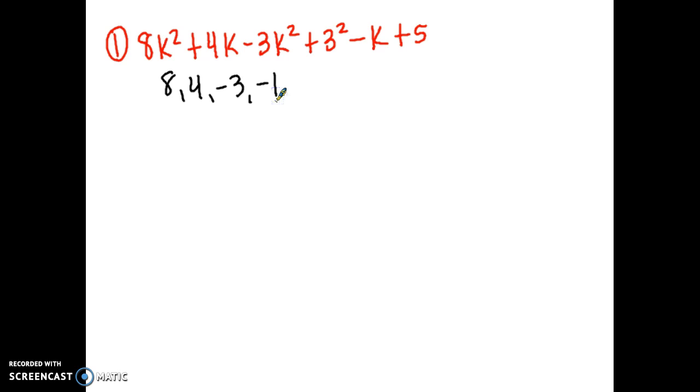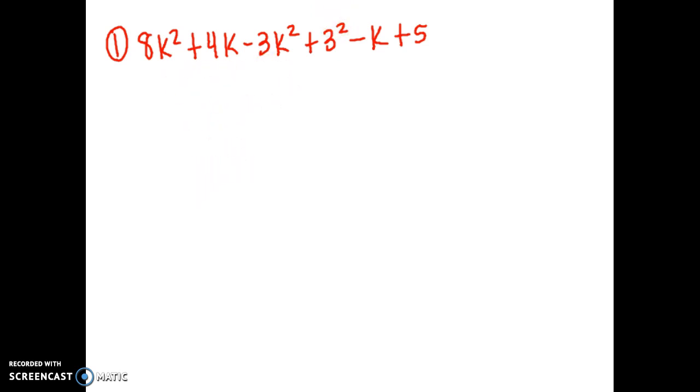If I asked what our variables were, it's just the letters that are in there. That would be K. If I asked for the constants, those are the numbers that do not have a variable. So 3 squared is 9, and then you have 5. Those are your constants. Like terms are what we are going to be combining to simplify this expression.